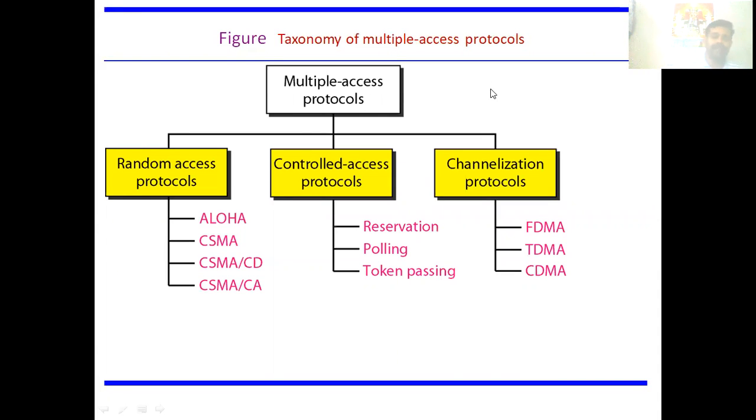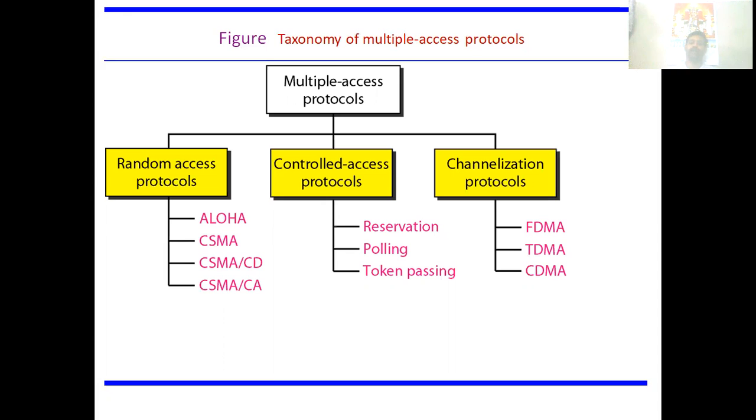In multiple access protocols, there are three categories: random access protocol, controlled access protocol, and channelization protocol. In random access protocol, we have the Aloha protocol, then carrier sense multiple access, then carrier sense multiple access with collision detection, and then carrier sense multiple access with collision avoidance.